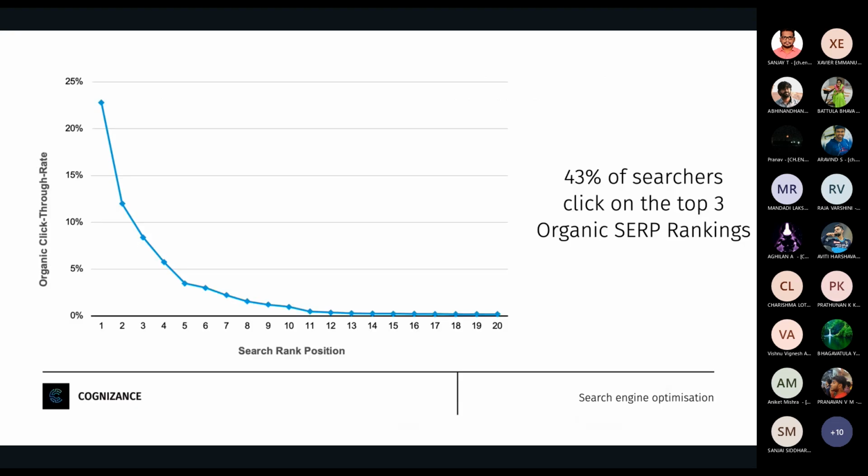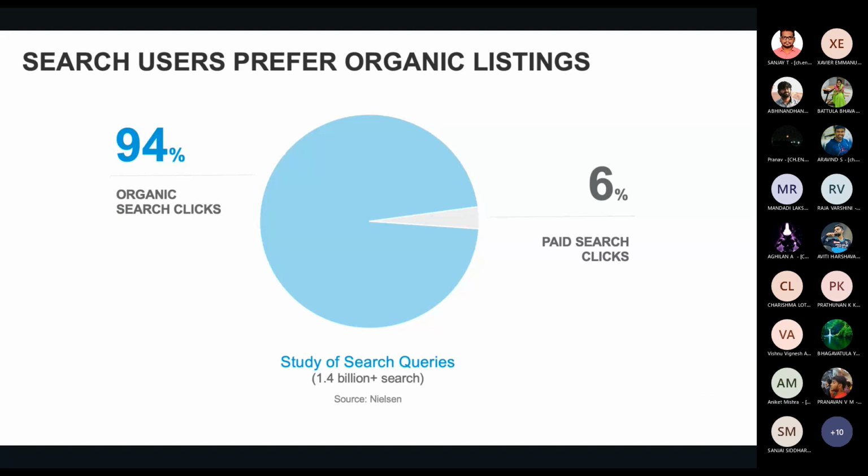Studies show that more than 40% of the browsers tend to click on the first three organic results on the search results page. Overall, browsers prefer organic search results a lot more than paid search results, with more than 90% of them choosing organic results exclusively.